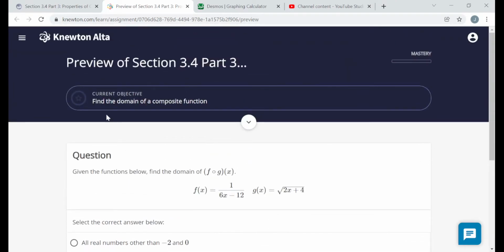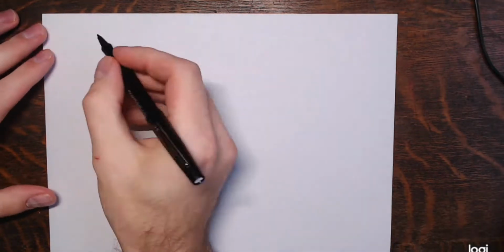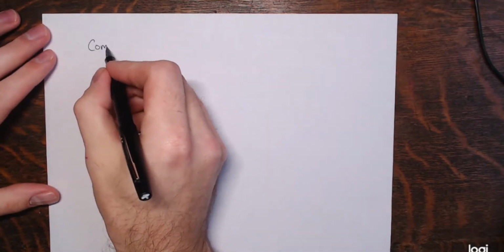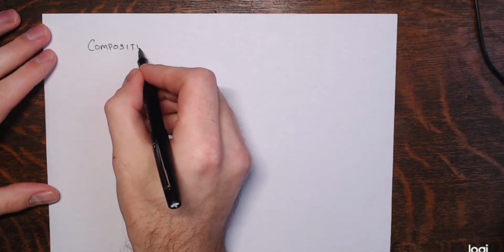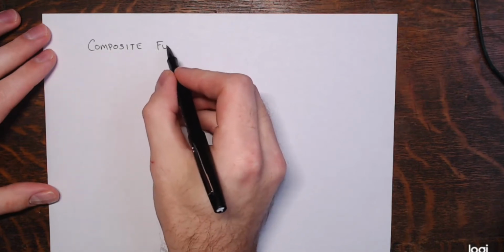Alright, so this first objective I'm looking at is finding the domain of a composite function. Before I get into this question, let me talk about that a little bit. I'm hoping from sections 3.4 parts 1 and 2 you remember what a composite function is. I'll still write here the notation for a composite function.